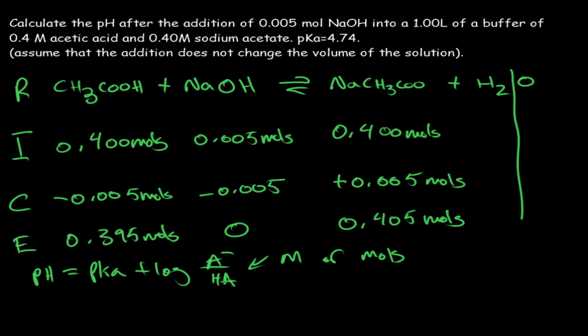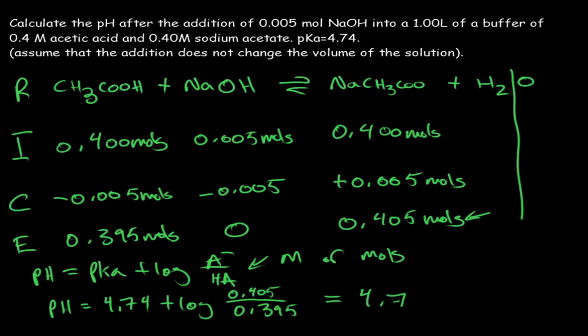So in this situation, we can work with both moles, and we don't have to convert our final moles into molarity because the units will cancel out. So pH will equal 4.74. The pKa was given to us in our question. And the log of our A minus, our conjugate base, which is sodium acetate, is 0.405. And the value of our HA, which is our weak acid, is 0.395. And we get a final value of 4.75. So that is our pH after adding 0.005 moles of NaOH to our buffer solution.